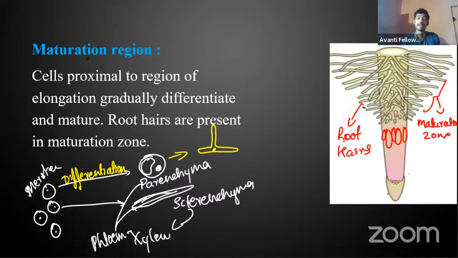That's why, whenever you take a root, if you observe just the meristematic zone, you can't find any root hairs, because the cells are not yet differentiated. Where can you find the root hairs? You can find the root hairs only in the maturation zone. Remember, in the maturation zone, you can find the primary xylem and the primary phloem, and the different regions and everything.